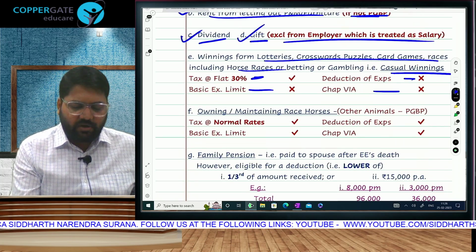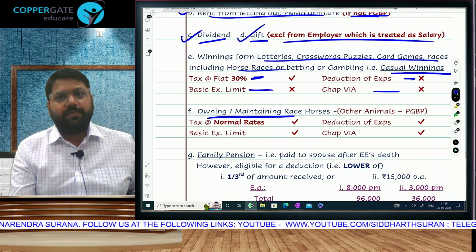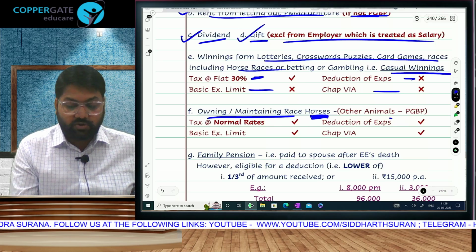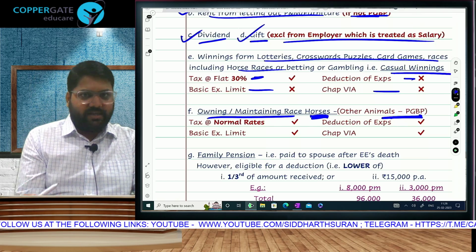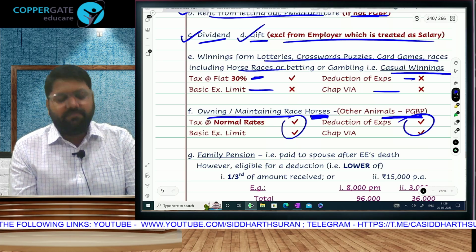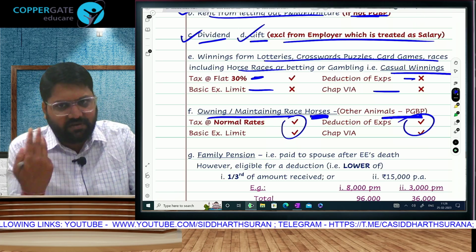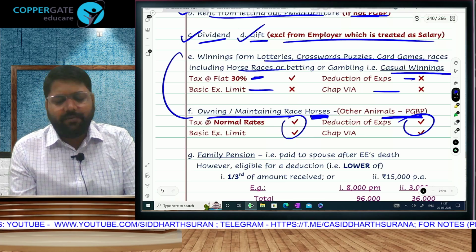If you have any activity of owning and maintaining race horses, if you are running a stud farm, then that is going to be IFOS, but only horses are used. Your word horse is used here. So if there are other animals, race camels or race dogs or anything, then it will be PGBP, and here all the normal provisions will be available. So normal tax rates, deduction will be allowed, basic exemption, everything is going to be allowed. Only common thing is both of them are IFOS.